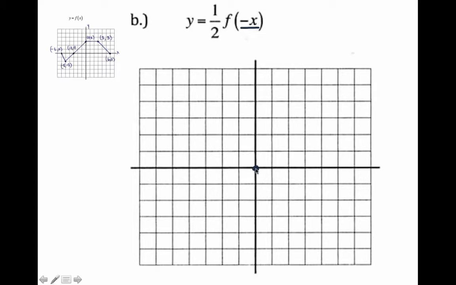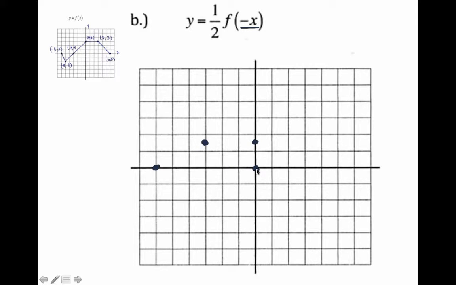If I was going to graph this function, I would go over 6 and up 0. But now, because of the negative, I'm going to go back 6. And then I'm going to take that 0 and multiply by 1/2, which is 0. I would go over 3 and up 3. But now, because of the negative, I'm going to go back 3. But I'm not going to go up 3 because 3 times 1/2 is 3/2. I would go over 0, but the opposite of 0 is still 0. And I wouldn't go up 3, I would go up 3/2.